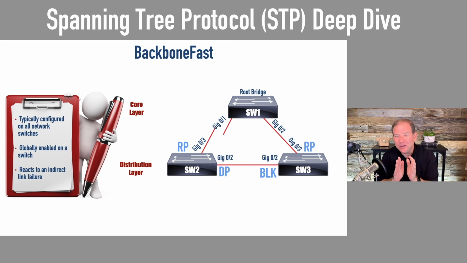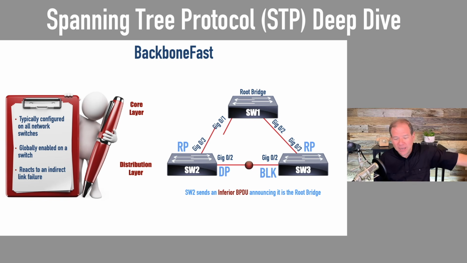It has delusions of grandeur when configured for BackboneFast. It thinks, I feel like I might be the root. I'm going to usurp the throne. I'm going to start telling everybody that I'm the root. Come to me. So switch 2 is going to advertise over to switch 3, hey, guess what? The root is down. So now, I am the root. And it sends what we're calling an inferior BPDU.